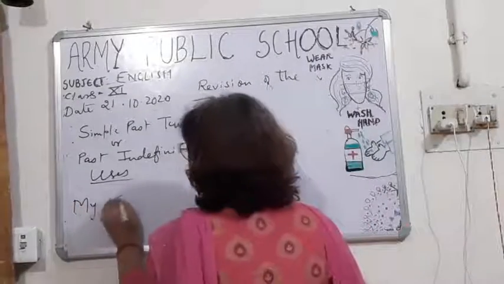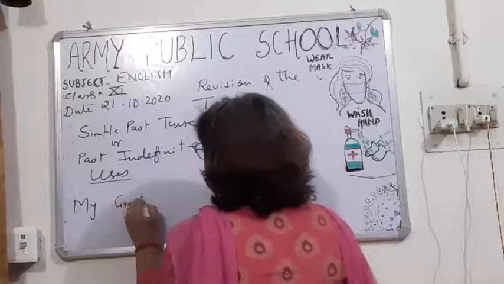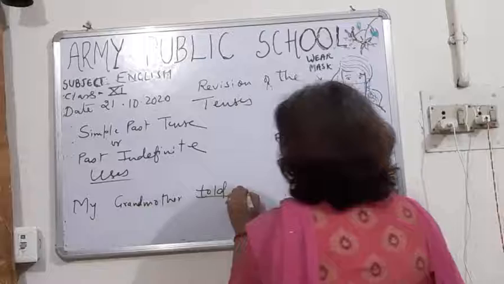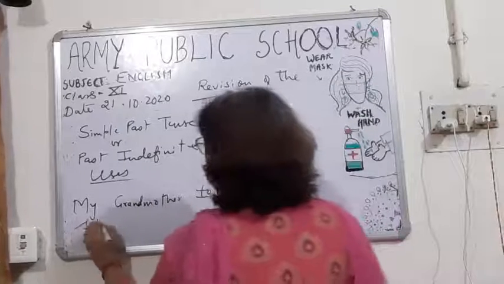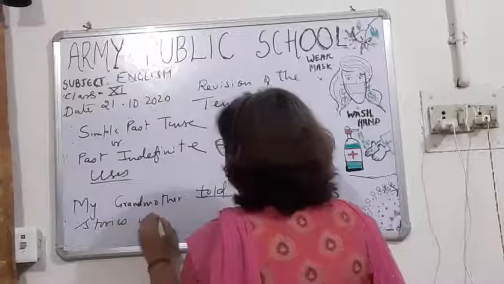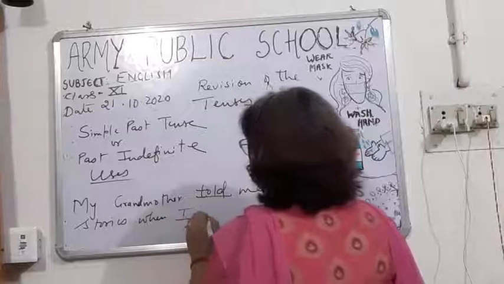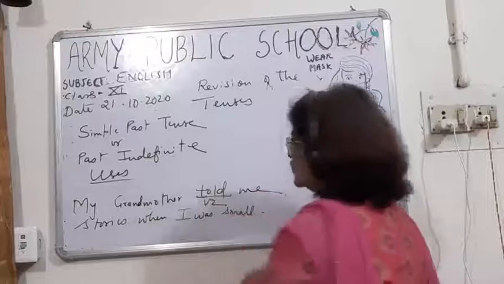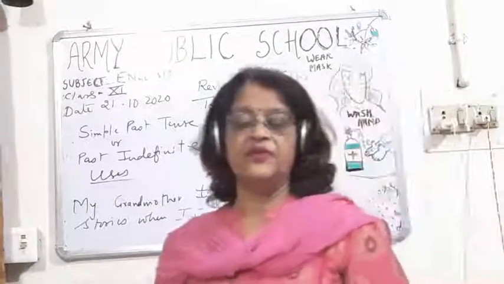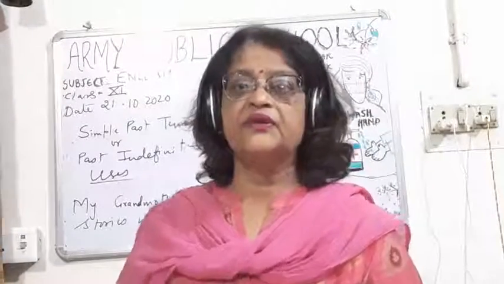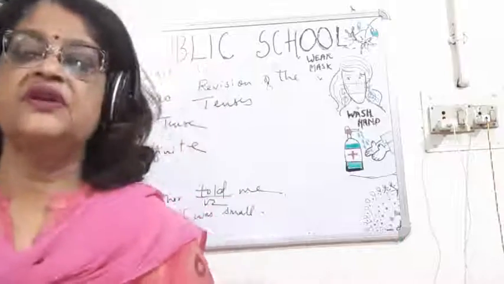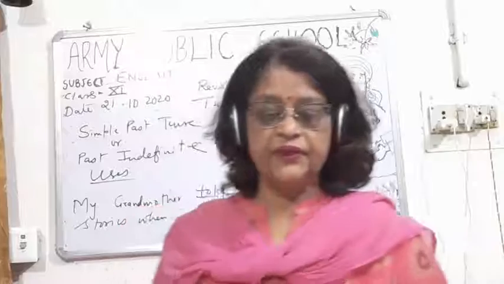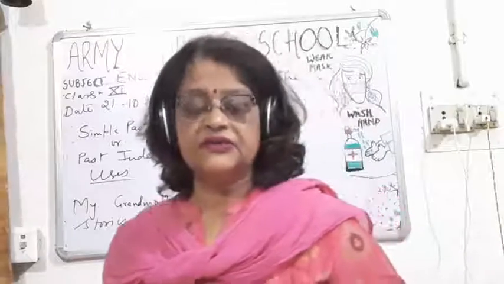My grandmother told me stories when I was small. Okay, so you can see told is the second form of the verb. So the grandmother used to tell him stories when he was small. So the action is completed here. Okay, the action has been completed here.